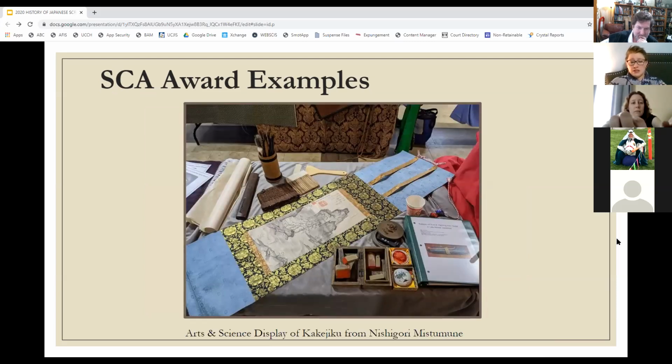And this is an arts and science display of Kakijiku from Nishigori Mitsumune. Now, this gentleman totally created this scroll from scratch. The mounting, the painting, everything. So this was absolutely in depth and absolutely insane how much work went into that. And it is gorgeous. I'm super jealous.